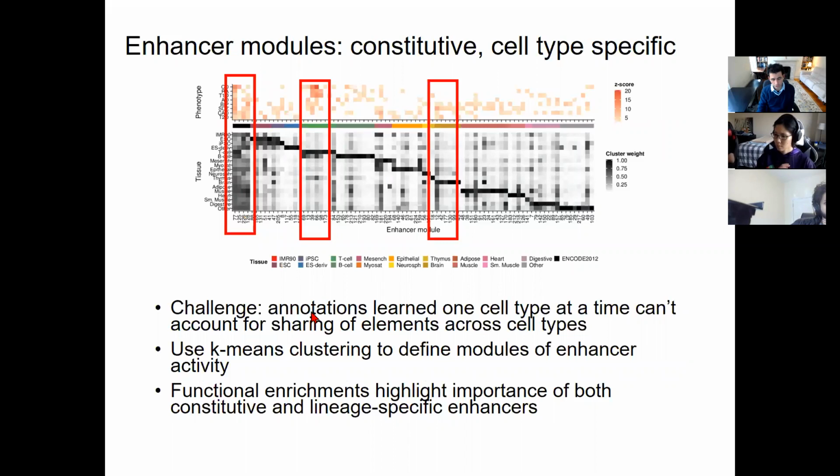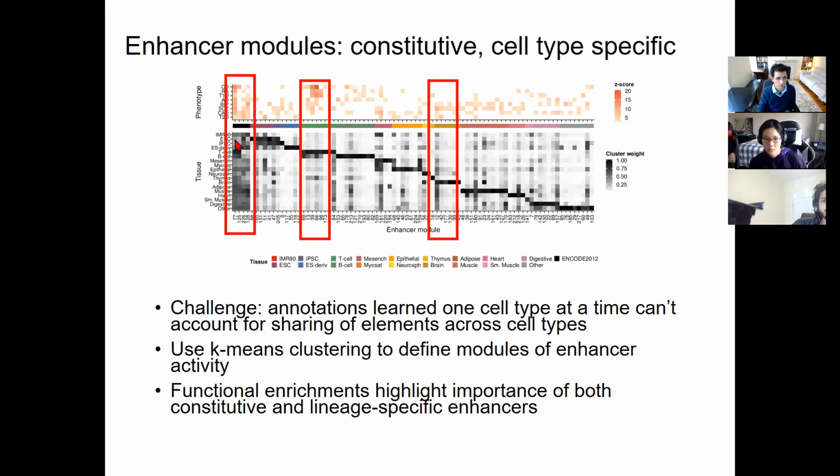And the challenge, of course, is that the annotations learned in one cell type at a time can't account for the sharing of elements across cell types. So we need to use some kind of clustering to define modules of enhancer activity that are cutting across multiple tissues. For example, this module here, 69, is associated with both T cell and B cell function.